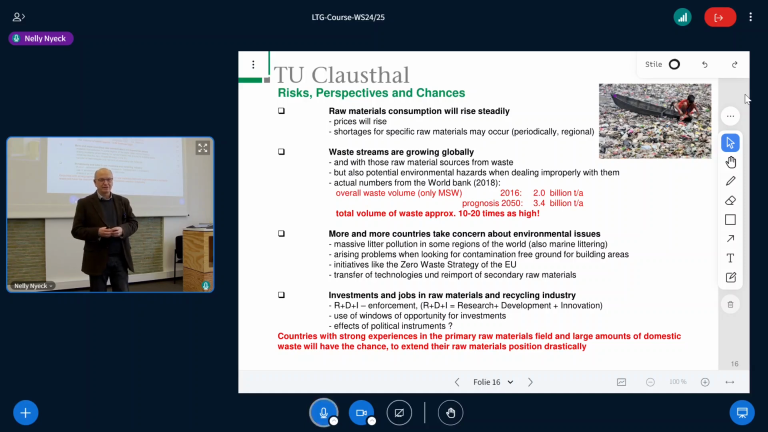But if you look at the modern companies that developed from waste management to the secondary raw material industry, like Remondis, they have meanwhile 90,000 people working for them. So that's the new way to do it. That's the new raw materials industry.